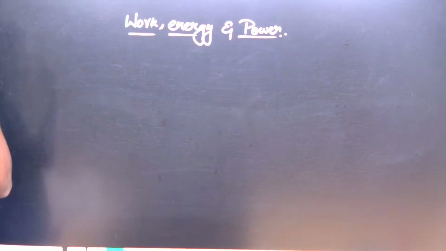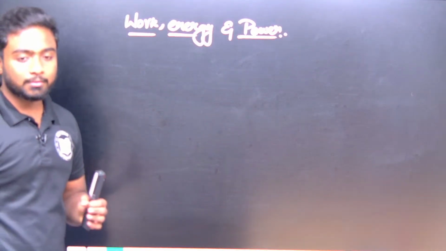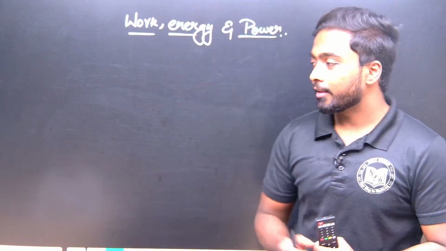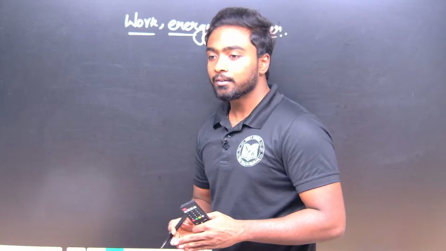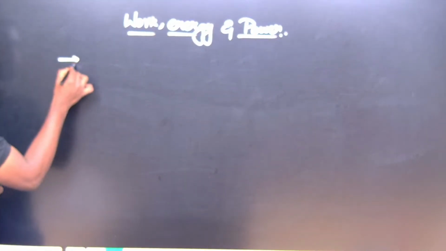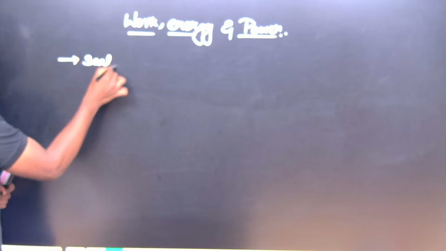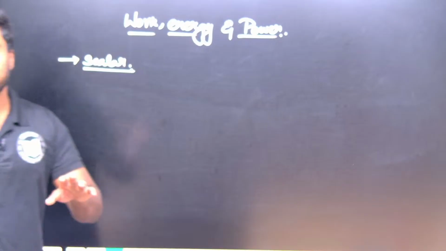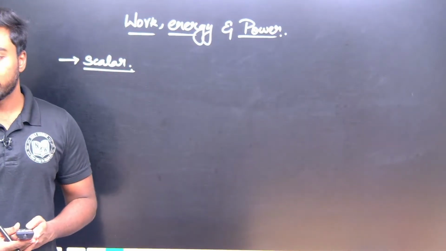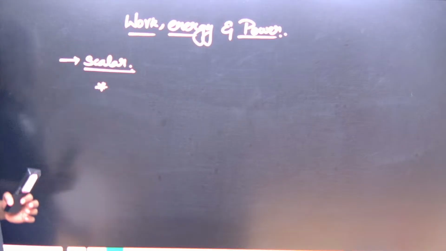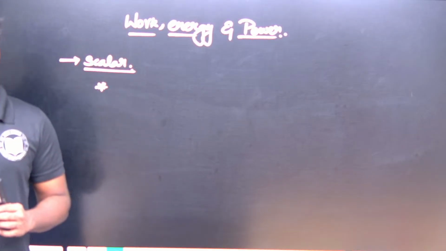So before going into the class now, let us discuss the basics of scalars and vectors, and then we will see what are the properties of scalars and vectors also. We have already discussed these, but when we are going into work, energy, power now, we need the basic terms of scalars and vectors. So when we discuss a scalar, scalar is only magnitude.